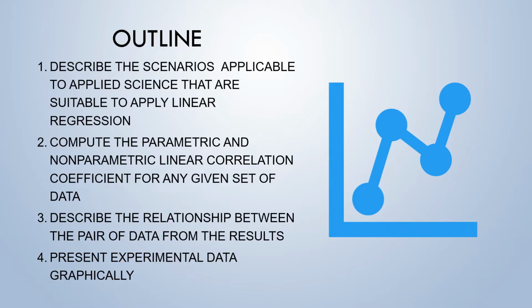There are four subtopics here. We'll look at the kind of situation where we can apply linear regression. Before we apply linear regression, we look at the parametric and non-parametric correlation of a given data set. Remember what is parametric and what is non-parametric from the last topic. After that, if there is a relationship, we want to describe the relationship from the data. And then finally, we want to present the data in a graphical form. So these are the four subtopics that we're going to cover today.